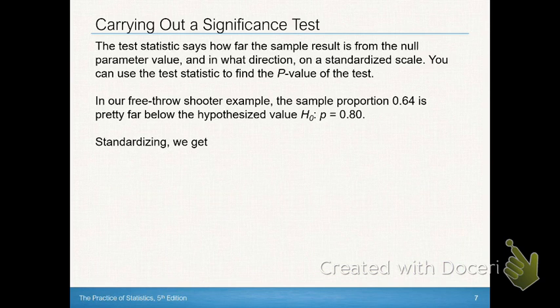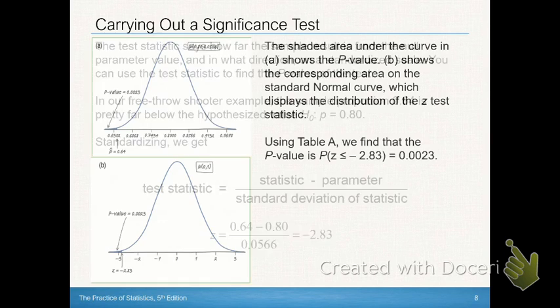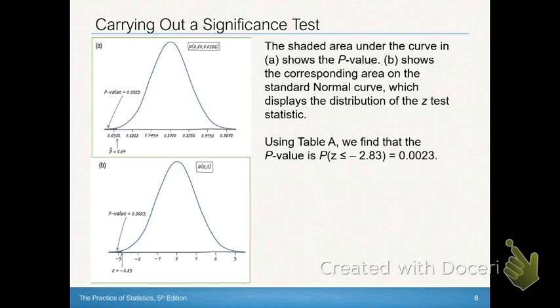So in this case, when we go to plug in our numbers, the 64% was the statistic, the 80% was our parameter, and then when we use that formula with the square root of p times 1 minus p divided by n, that is where we're getting the 0.0566 for our standard deviation of the statistic. So we get our z-score of negative 2.83. And it's so hard to see here, it's just barely even shaded.